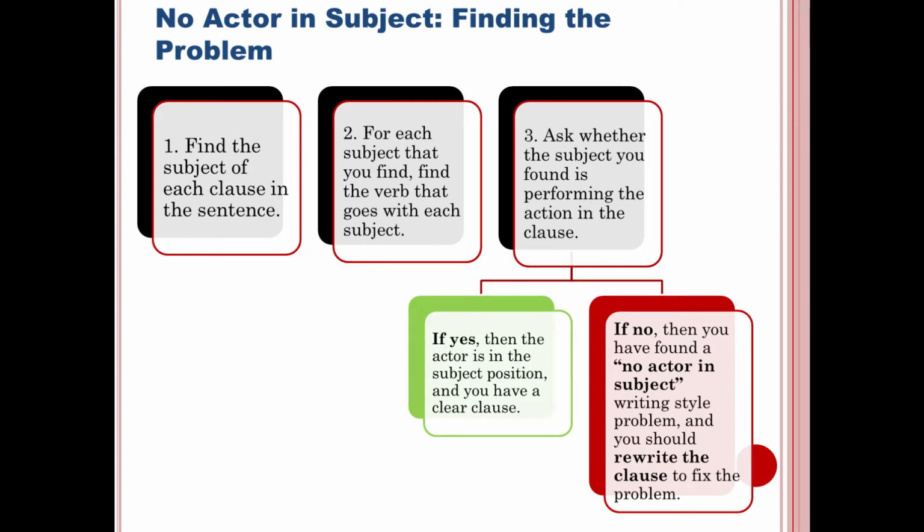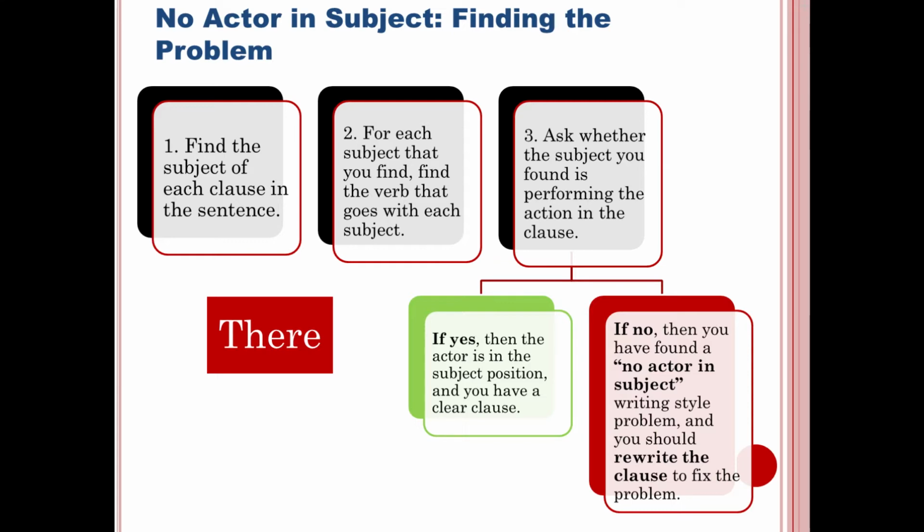Now, there are two words that you have to be really careful about when looking for no actor in subject. Anytime you find the word there, T-H-E-R-E, in the subject position of the sentence, that is a no actor in subject problem, because there is a place, it's a location, and we cannot have it do anything. We can go over there, but there cannot pick itself up and come over to us. So anytime you have there in the subject position, you have a clarity problem in the sentence. There's a no actor in the subject, and you need to rewrite the sentence.